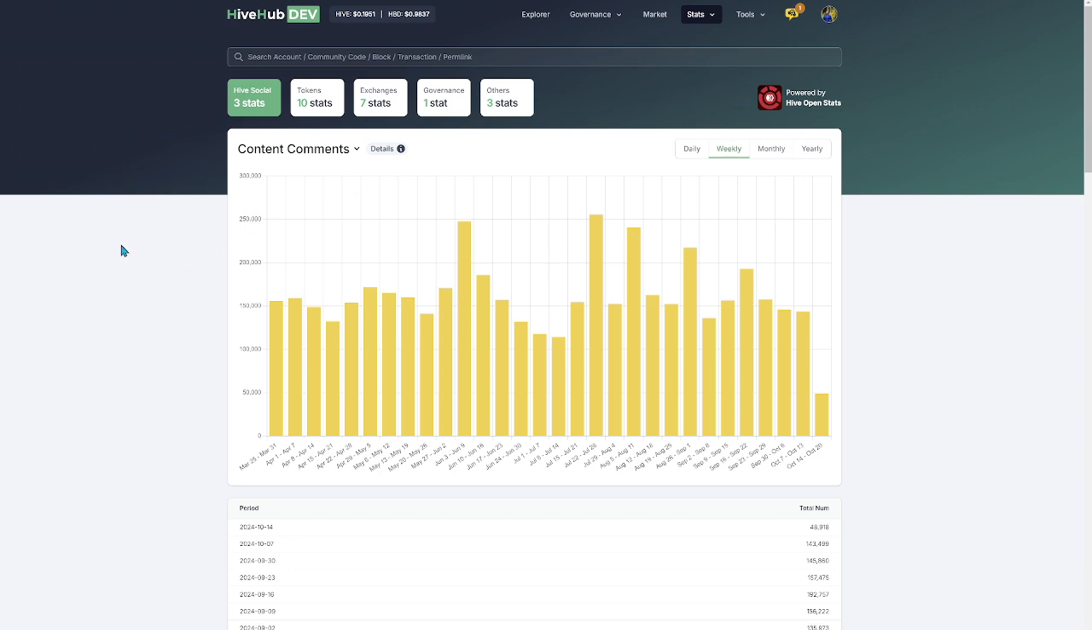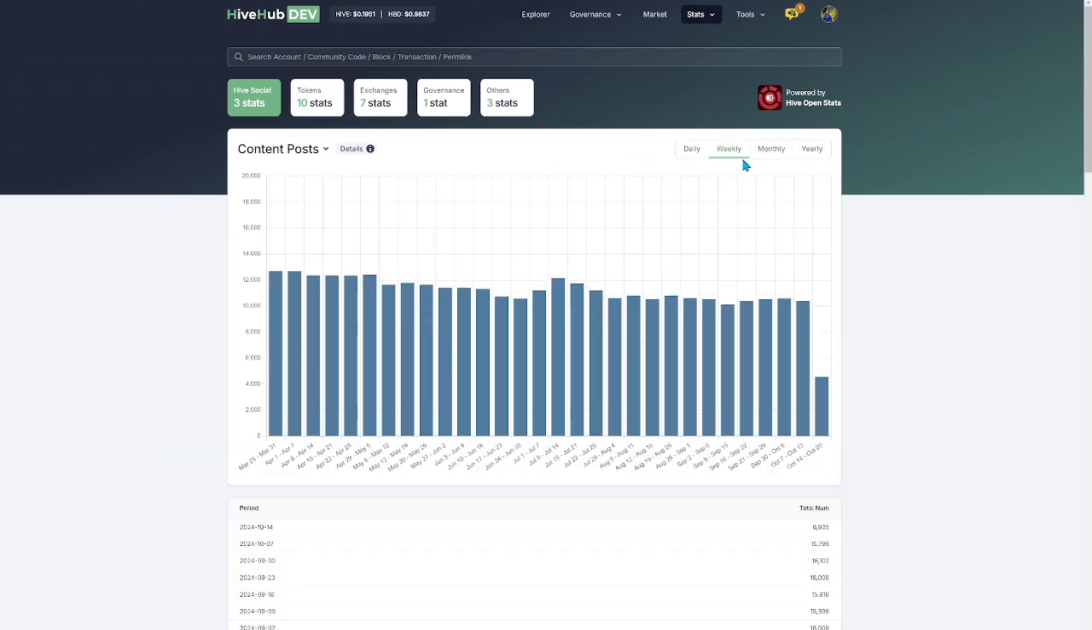Now, any website or project can use the Hive Open Stats and display it in different ways. This is Hive Hub's display. We would be happy to see different websites display this in better, more creative, and visually appealing ways. But I just want to walk through, there's a ton of different stats. You've got social stats. You have 3 different stats here.